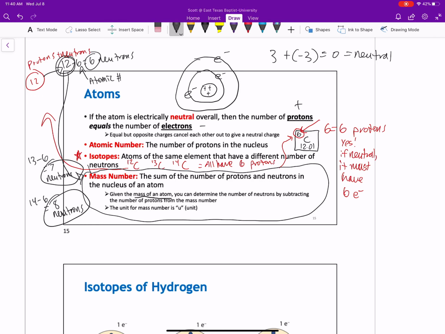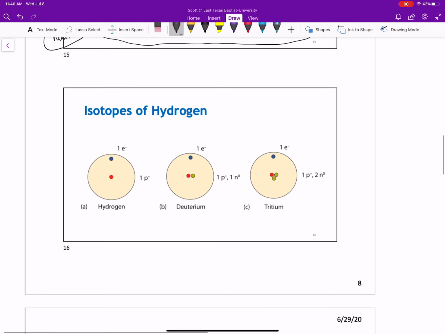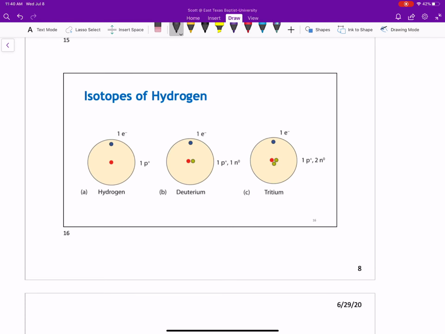Oftentimes the unit for the mass number is just u, or the unit, okay? For instance, hydrogen, hydrogen gas, H2, one of our diatomic molecules, it actually has isotopes that are witnessed. And so hydrogen simply is a proton without a neutron. And so the mass number equals 1. And so if you take 1 and you subtract out the proton, because its atomic number is 1, you get 0 neutrons.